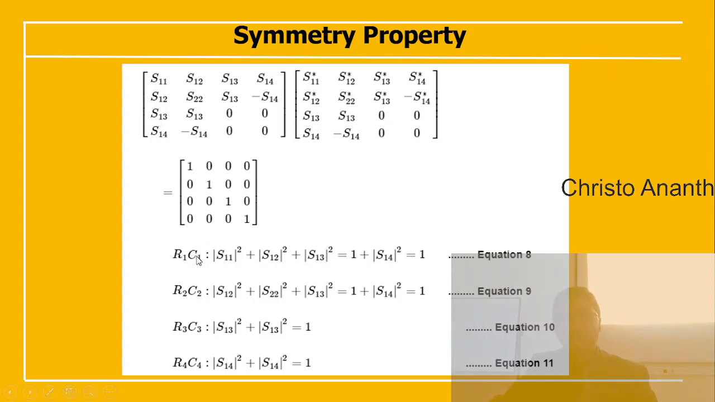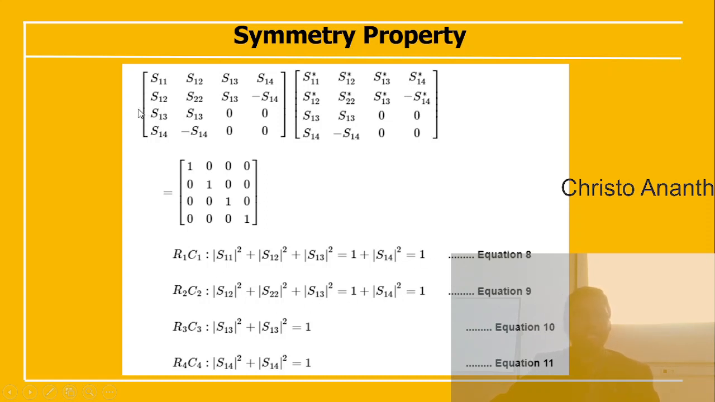Row 1, column 1. S11 S11 star is S11 modulus the whole square, plus S12 S12 star, S12 modulus the whole square, plus S13 modulus the whole square, then S14 modulus the whole square. So we can substitute the values. That is 1 plus S14 square, and we know this value is 0, so that would be equal to 1.